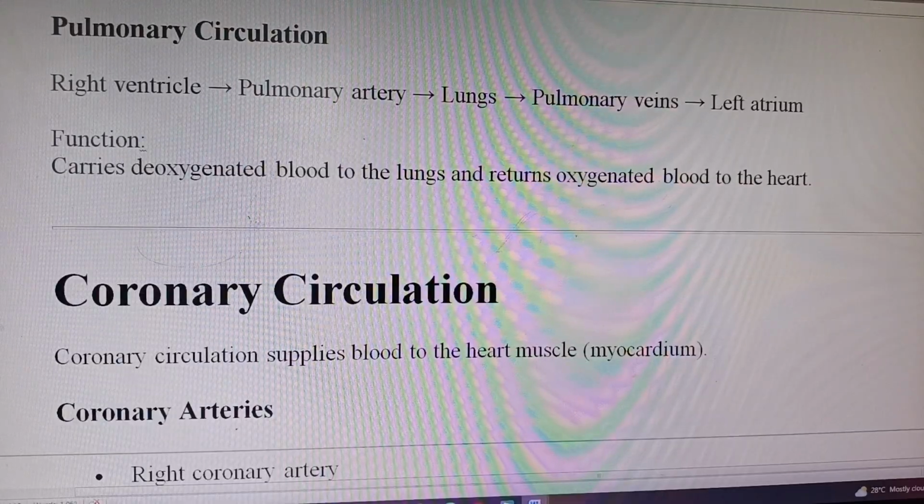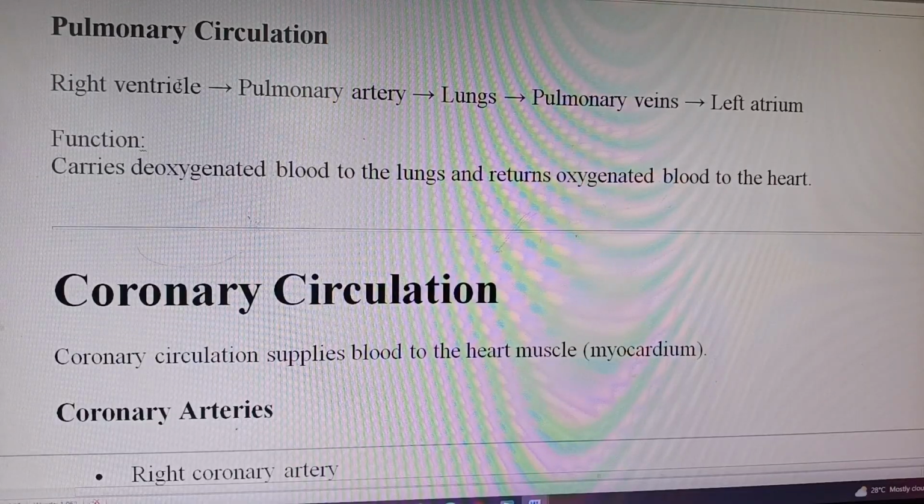Now we will see pulmonary circulation. Pulmonary circulation starts from the right ventricle. When the right ventricle contracts, the impure blood goes to the pulmonary artery. The pulmonary artery gives two branches: one is the right pulmonary artery, another is the left pulmonary artery. The right pulmonary artery connects to the right lung, and the left pulmonary artery connects to the left lung.